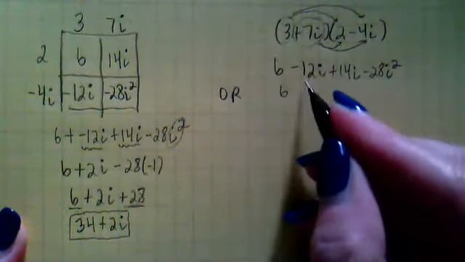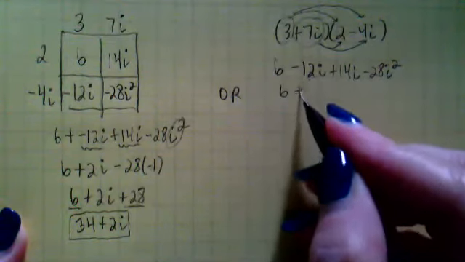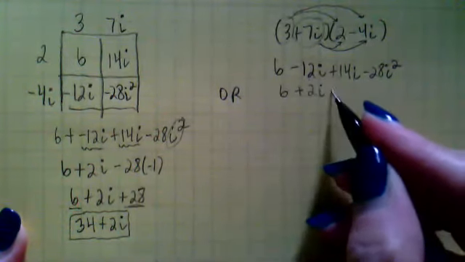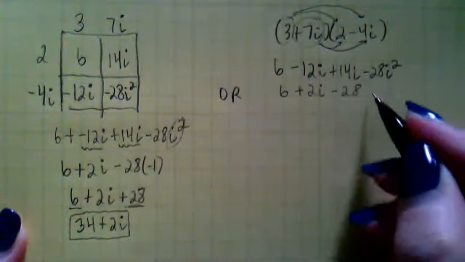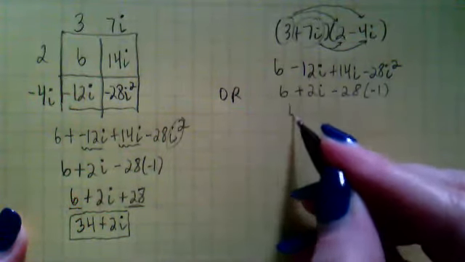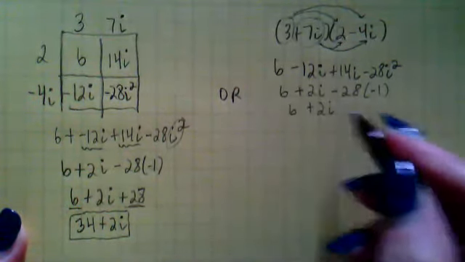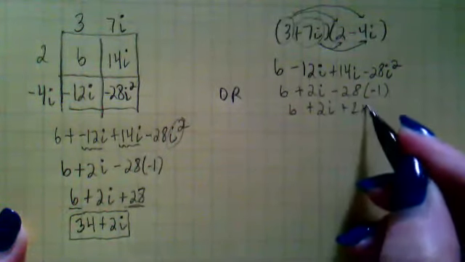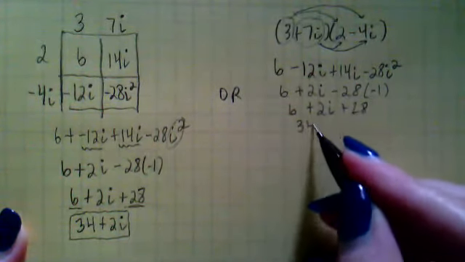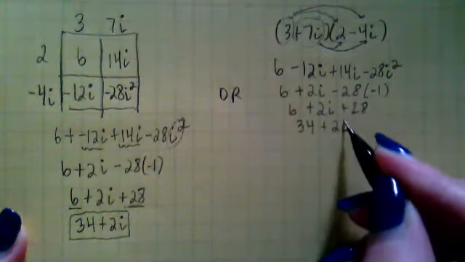So we're combining these like terms. Negative 12i and 14i is 2i. Remember, we're replacing the i squared with a negative 1. So we get 6 plus 2i, and then this becomes plus 28. And our final answer is the same, 34 plus 2i.